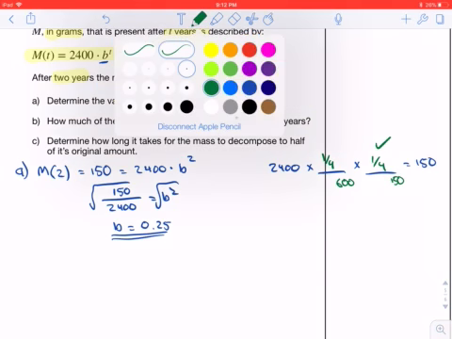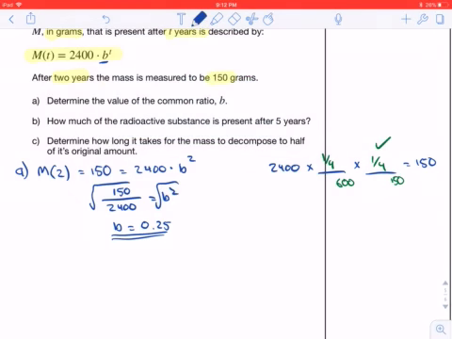And part B is asking us how much radioactive substance is present after 5 years. This type of problem is getting common. We put 5 in, and we're going to get 2400 times 1/4 to the 5. We can then solve this, and when we solve it, we get 2.34 grams. That would be what's left after 5 years.